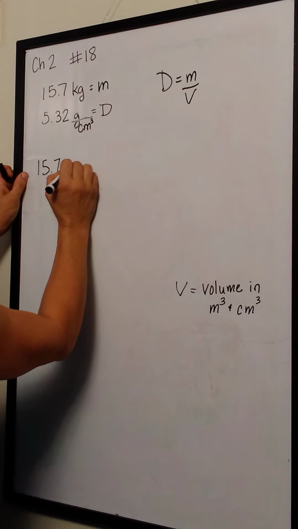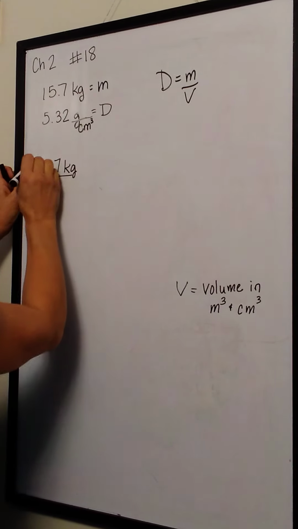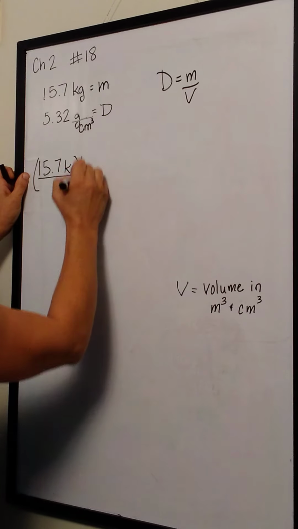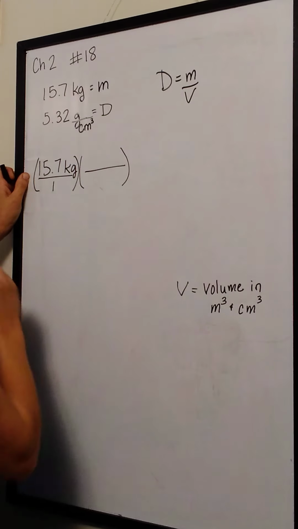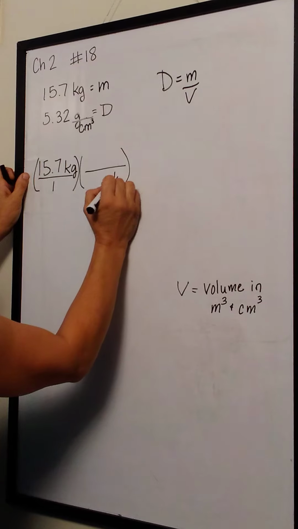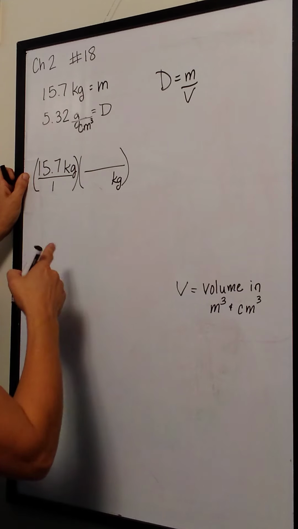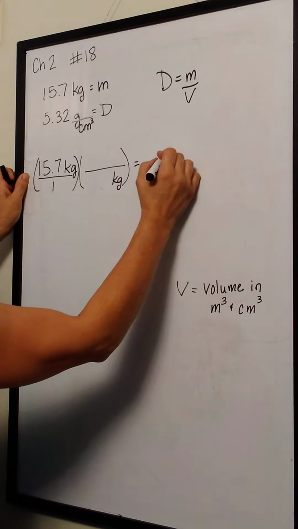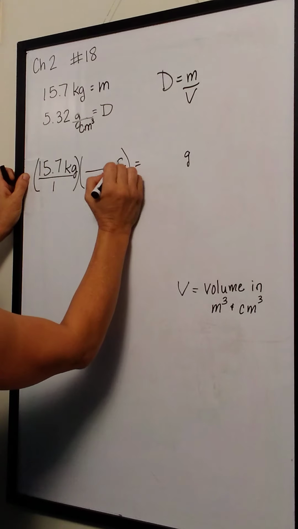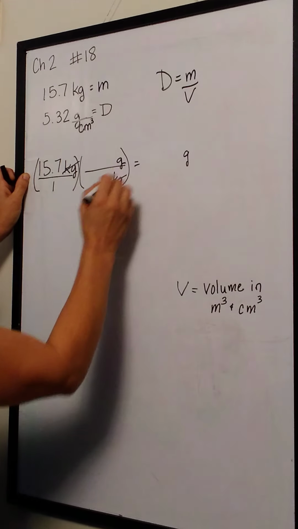15.7 kilograms. I like to put it in that form. Unit conversion. I'm going to set it up. We want to cancel kilograms. All right, kilograms down there. We want our answer in grams. So I'll put grams on the top. We're going to cancel these units.